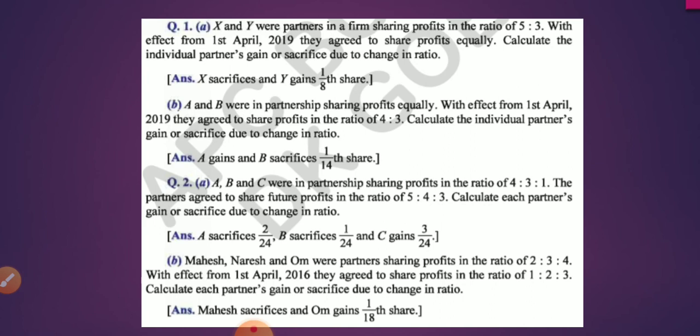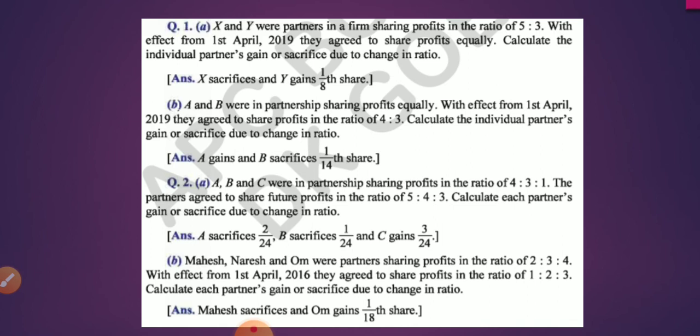So what you have to do? 5 plus 3 is 8. For X, 5 by 8 minus 1 by 2. For Y, 3 by 8 minus 1 by 2. Solve the sum, children. If you get the answer negative, that partner is gaining. If you get the answer positive, that partner is sacrificing. And how will you cross check? Your total gain must be equal to total sacrifice.